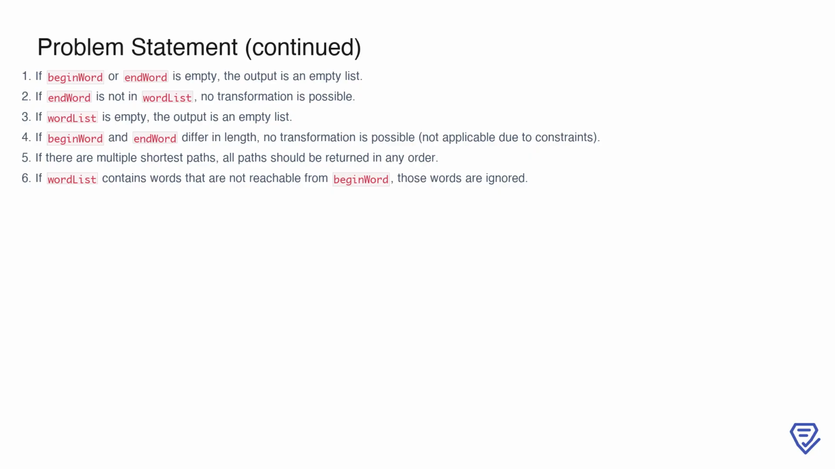While the constraint ensures that beginWord and endWord have the same length, if this condition were violated, no transformation would be allowed. Additionally, if there are multiple shortest paths, all of them should be included in the output, and the order of these paths doesn't matter. Lastly, any words in the wordList that cannot be reached from beginWord are simply ignored in the transformation process. These considerations help ensure your solution is robust and handles all possible scenarios effectively.